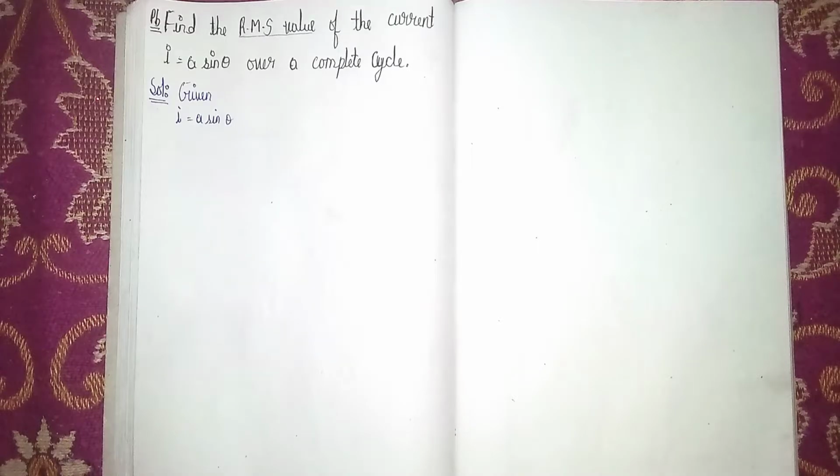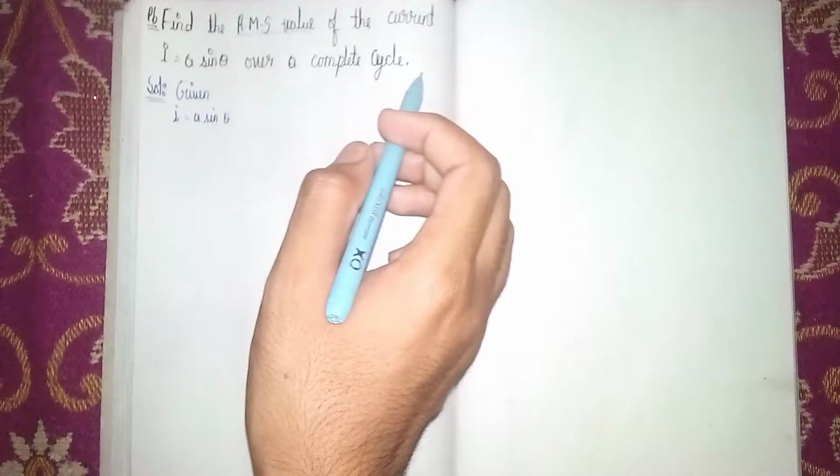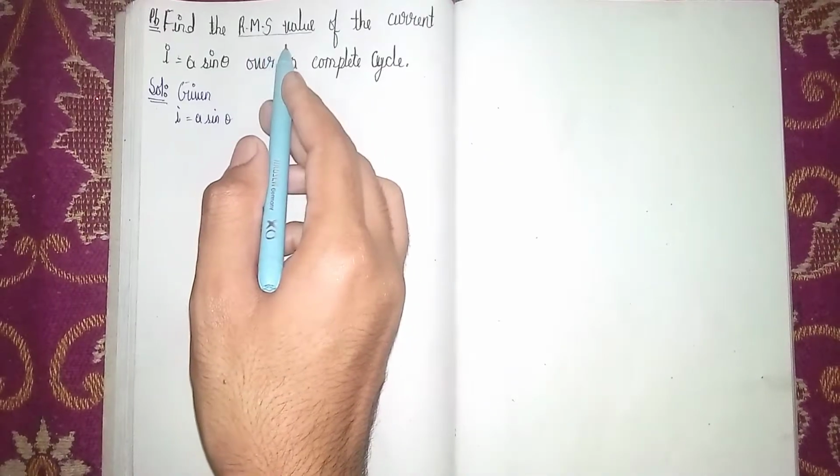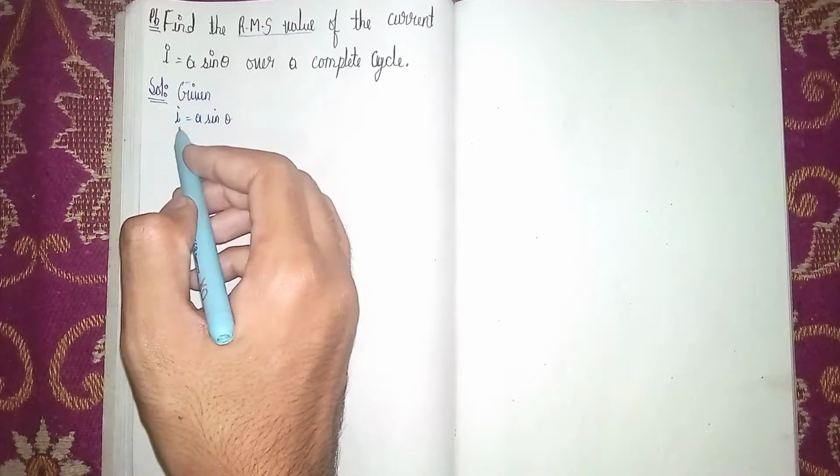Today's question is: find the RMS value of the current I = A sin theta over a complete cycle. You know RMS means root mean square value. Okay, so what is given is I = A sin theta.